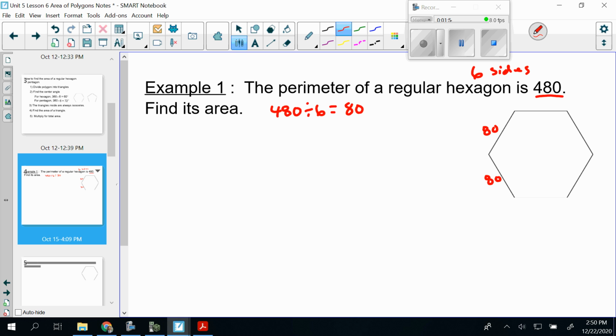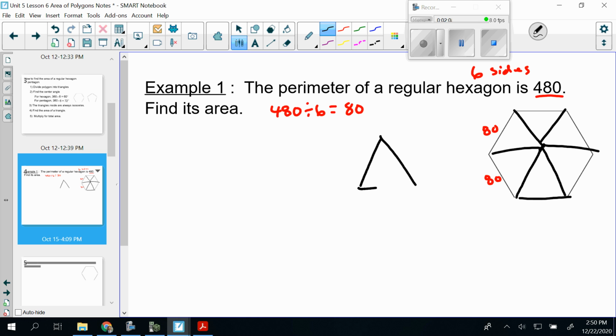We're going to now divide this into triangles. Okay, so we got 6 equal triangles. I'm going to focus on one in particular here and see what we have then. So if we have this one triangle, knowing that the outside length is 80, also knowing that these 2 sides are going to be congruent because that's isosceles, we want to now find some of the angles.